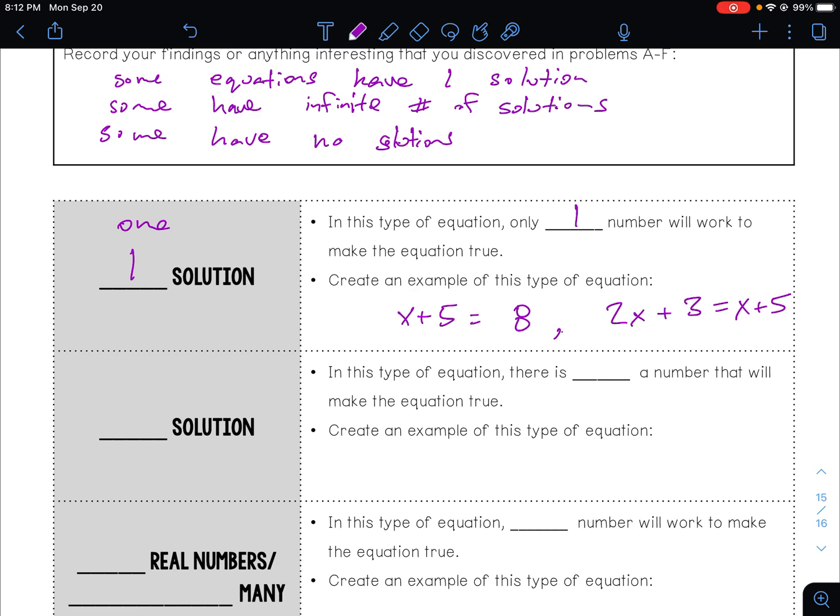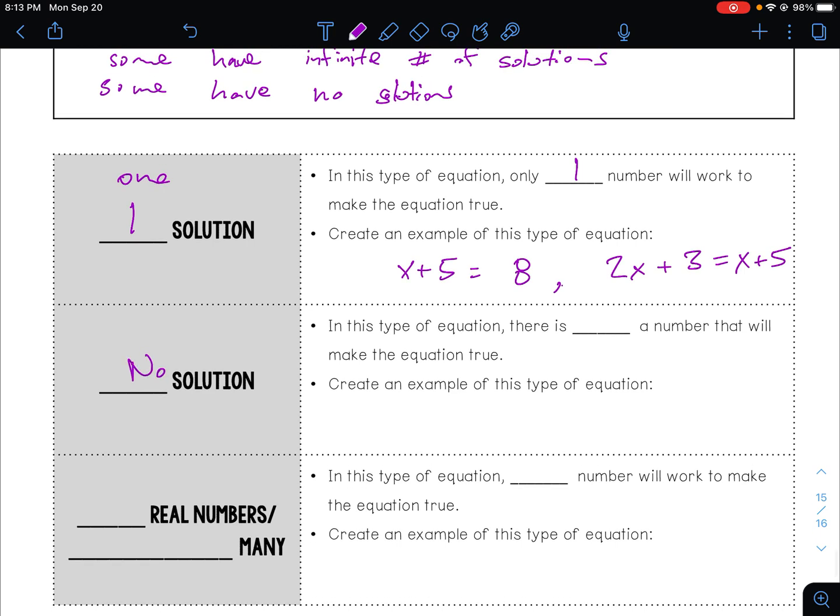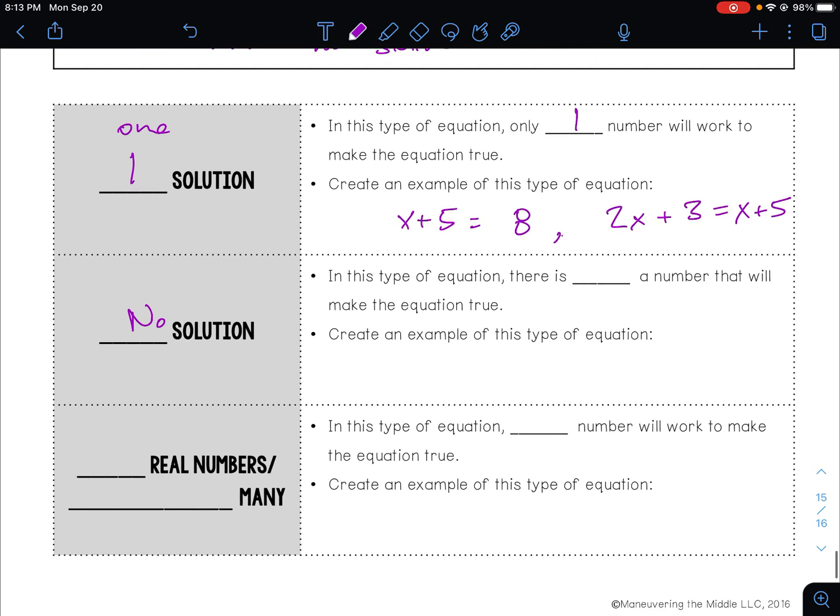You also have no solution equations. In this type of equation, there is no number that will make the equation true. I'm sure that's what they were wanting me to write: not a number that will make the equation true.